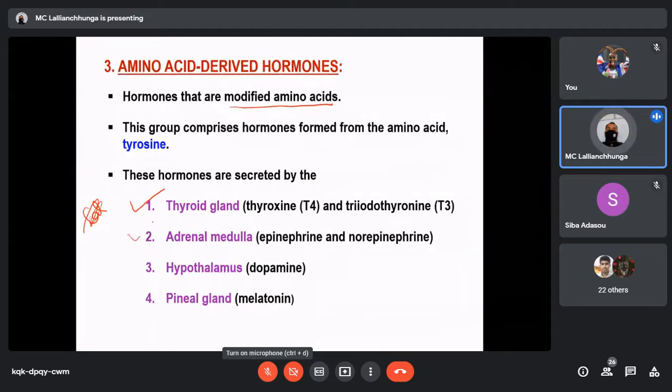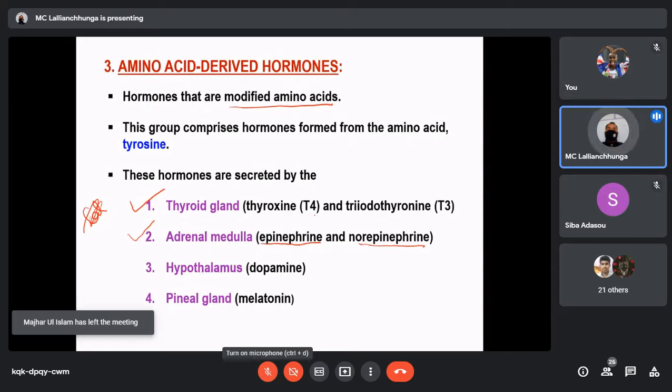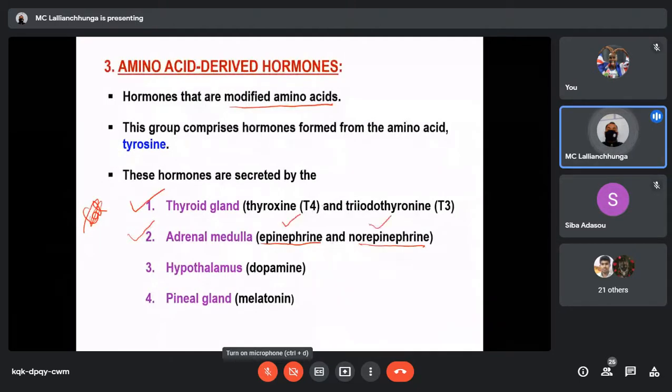Other amino acid derived hormones are also produced by the adrenal medulla. They produce epinephrine and norepinephrine, which are collectively known as catecholamines. In the previous group, steroid hormones, we talked about the adrenal cortex, which produces many hormones, mineralocorticoids and glucocorticoids, such as cortisol and aldosterone. Those are the steroid hormones. Then the medullary part of the adrenal gland also produces amino acid derived hormones: epinephrine and norepinephrine. I have already given you that example, the fight or flight response.